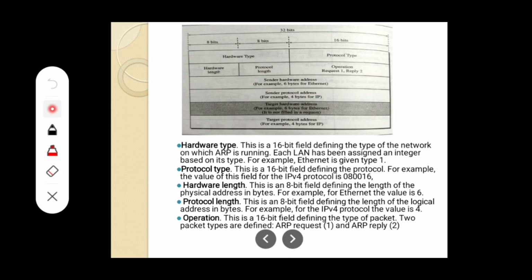Clear? Next field is the sender hardware address. The sender hardware address is the MAC address of the sender. Next is the sender protocol address.